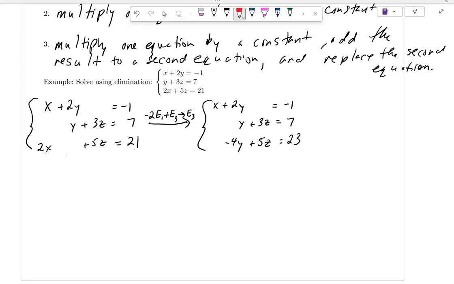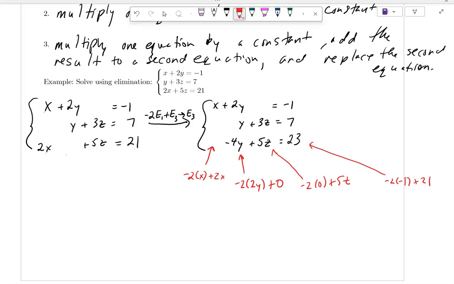You don't have to write this in. I'm just going to point to where these numbers are coming from. This is negative 2 times x plus 2x. This is negative 2 times 2y plus 0. This is negative 2 times 0 plus 5z. This is negative 2 times negative 1 plus 21. This is why I have it lined up nicely, so I can just work on each piece and go down.